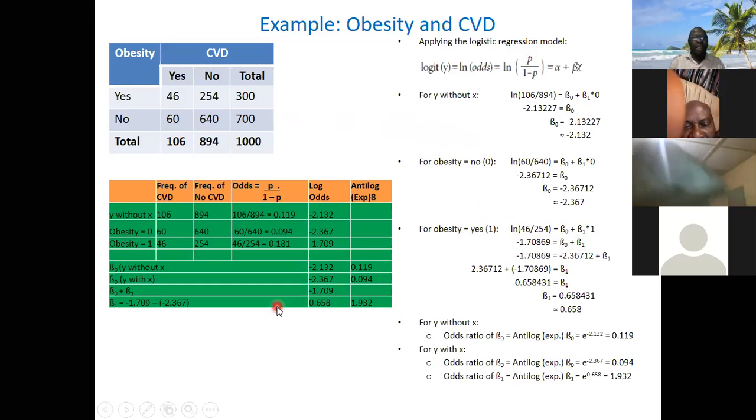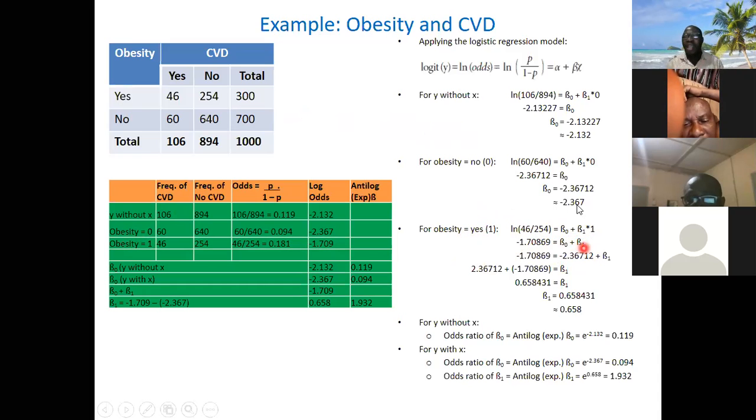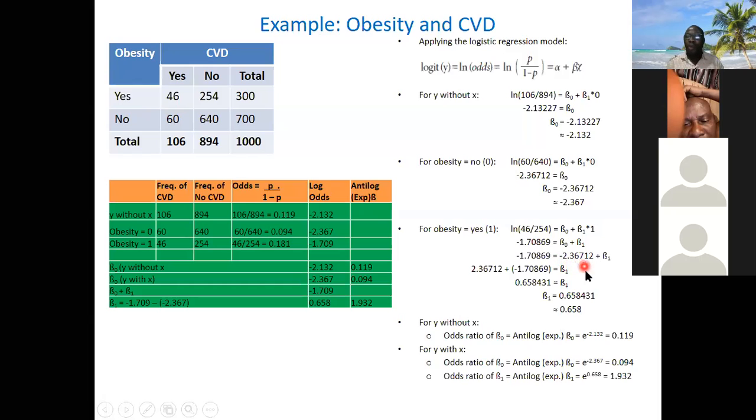So when you calculate from the table and look at the log odds, it is minus 1.709. This minus 1.709 is the addition of beta 0 and beta 1. Of course, you have already calculated beta 0 here. If you substitute the value of beta 0 here, you'll be able to find beta 1. So you move this to this side, and beta 1 will now be 0.658.